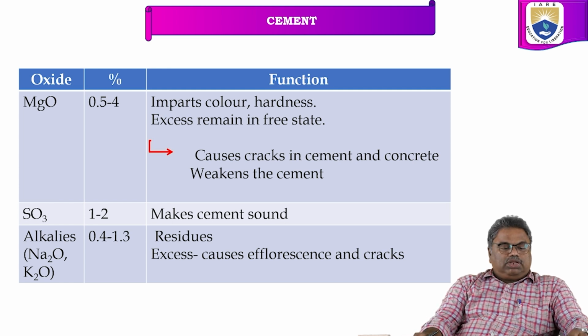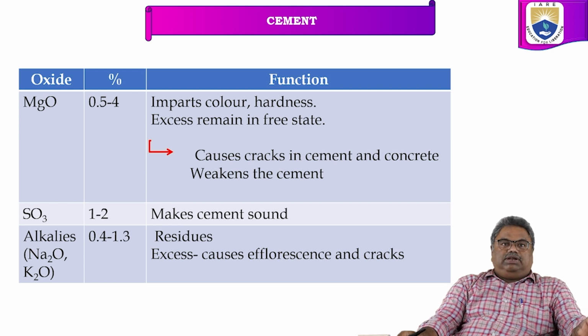MgO, magnesium oxide, should be around 0.5 to 4%. It imparts color and hardness, and the excess remains in a free state, but it causes cracks in the cement and concrete.